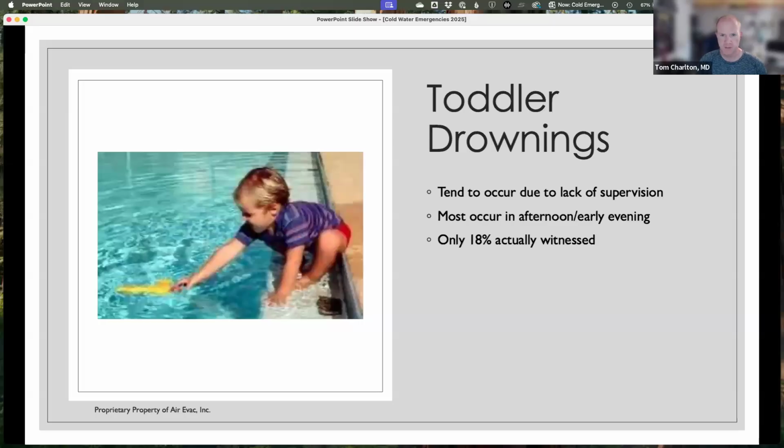So toddler drownings, unfortunately, tend to occur due to lack of supervision. Any of us who have ever had toddlers know that you can turn your back and in 10 seconds they are into something that's really bad. It's just the nature of learning how to be a human. Unfortunately, so many of these toddler drownings are because mom, dad, caregiver, etc., turns their back on the kid, and there happens to be a pool or a lake or something, and the kid goes to investigate it, and sploosh, they go into the water.